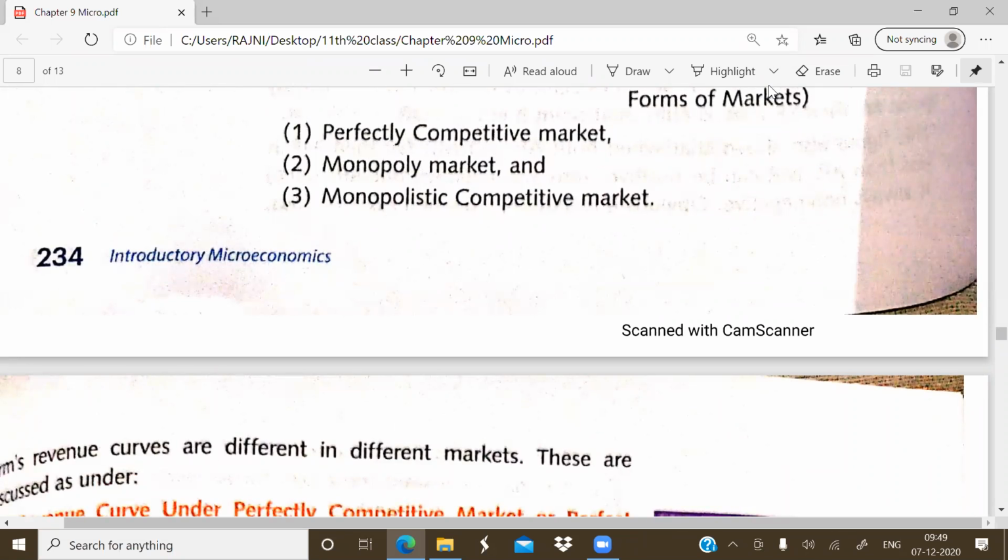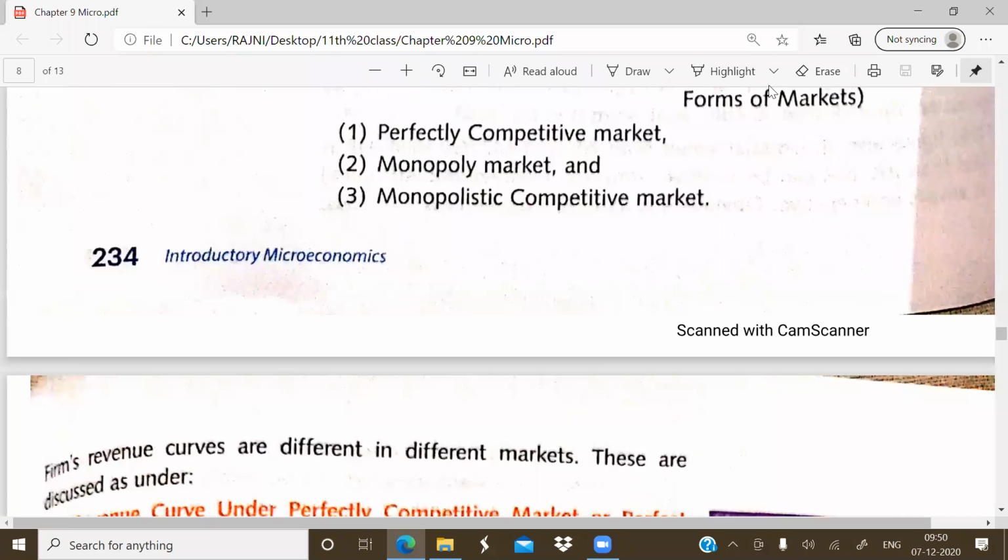Initially, I will tell you that broadly there are mainly three types of forms of market in which the demand curve can be determined. Otherwise, one more form of the market is there, but in that form, the market demand curve cannot be determined. So here we will only discuss the three major forms. The first one is the perfectly competitive market, the second one is the monopoly market, and the third one is the monopolistic competitive market.